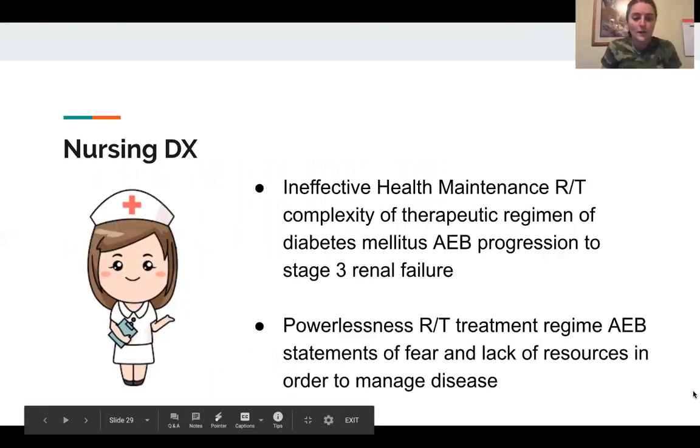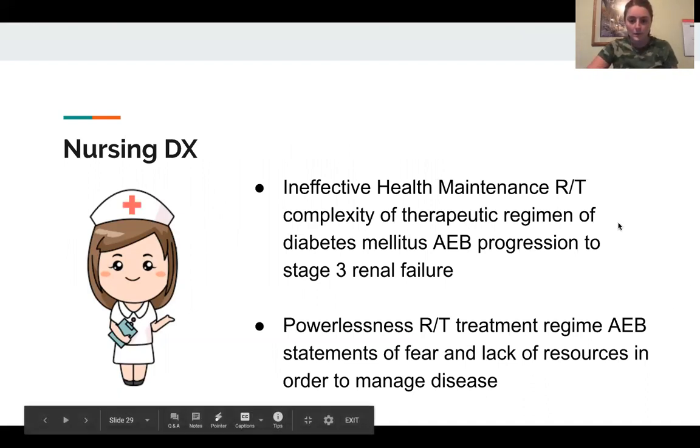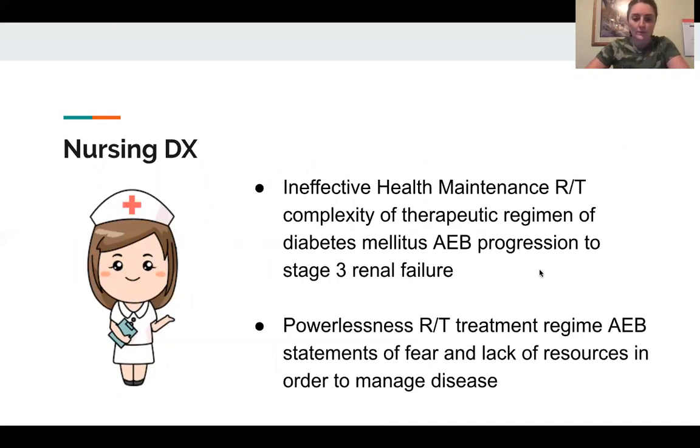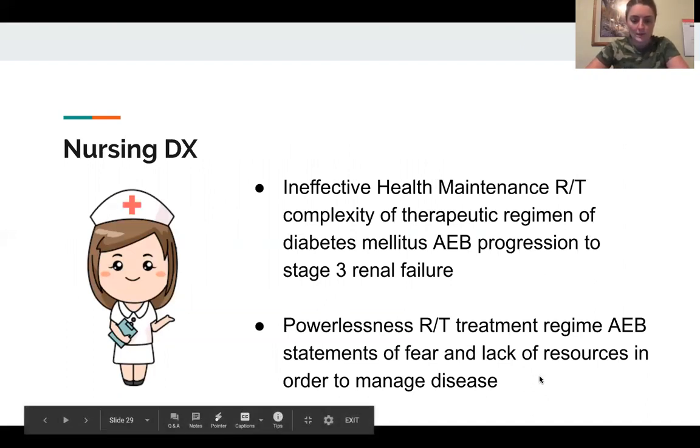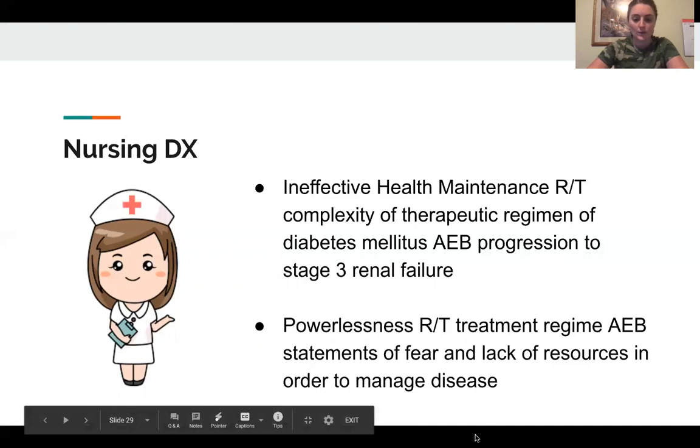So at this point in Joseph's journey, the nursing diagnosis that we came up with was ineffective health maintenance related to complexity of therapeutic regimen of diabetes as evidenced by progression to stage 3 renal failure. We also decided powerlessness related to treatment regimen as evidenced by statements of fear and lack of resources in order to manage his disease.